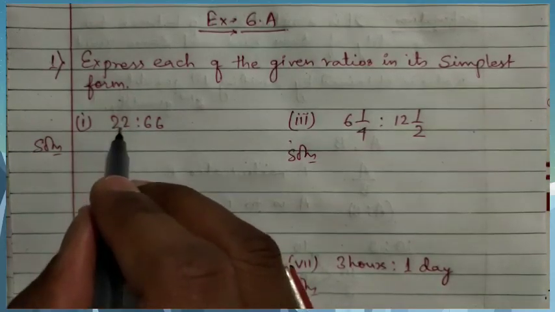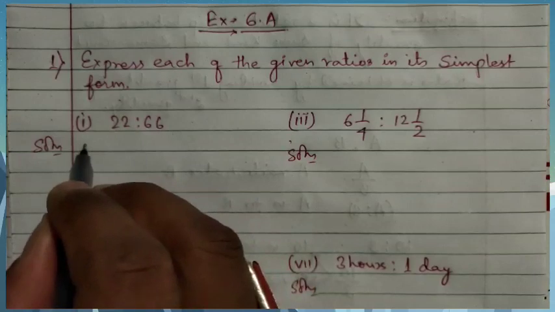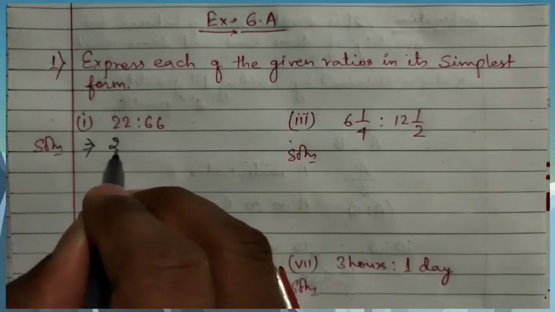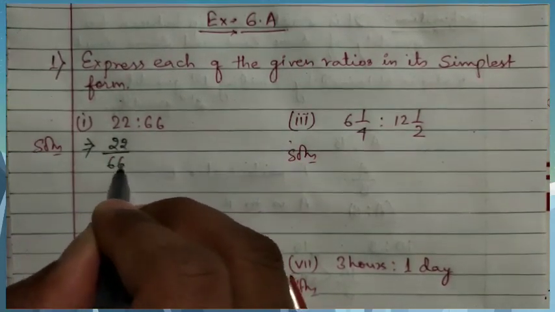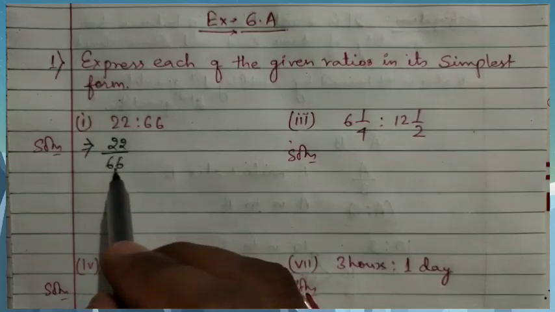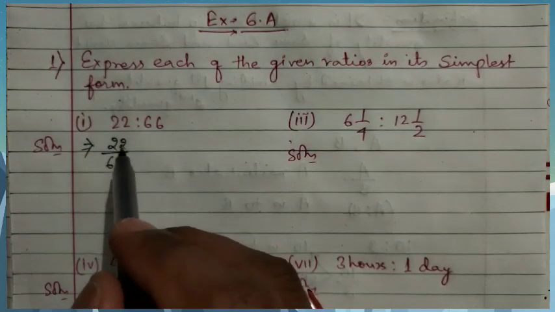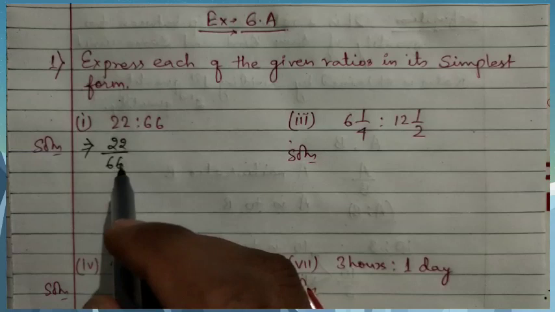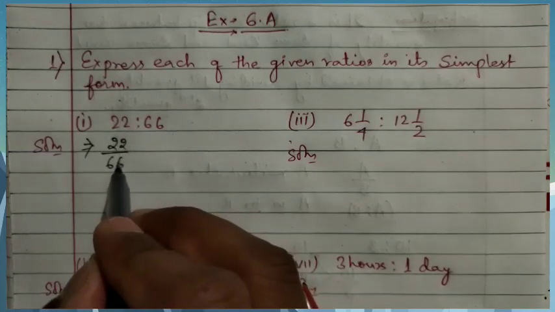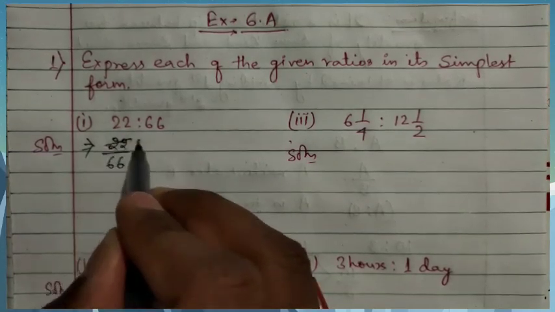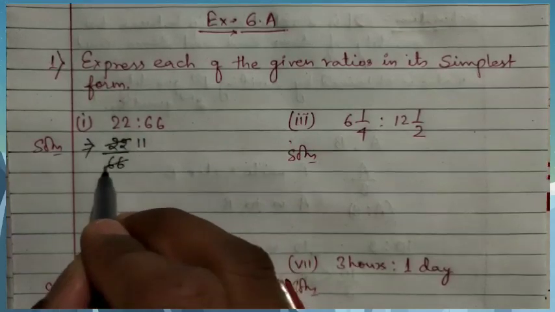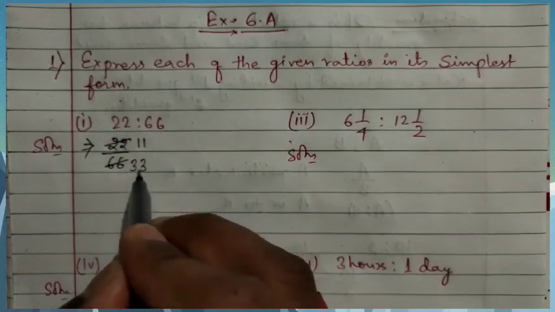First question is 22 ratio 66. How we can write? We can write like this also, 22 by 66. Now it becomes easier. Now this is in the form of fraction and now we can simply reduce it. First we will start reducing by 2. 2 1s are 2, 2 1s are 2. 2 3s are 6, 2 3s are 6.